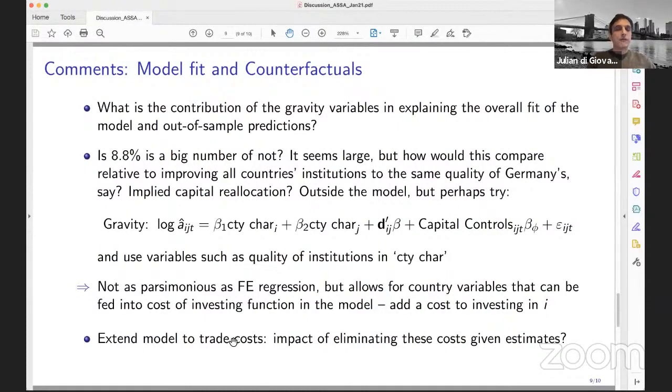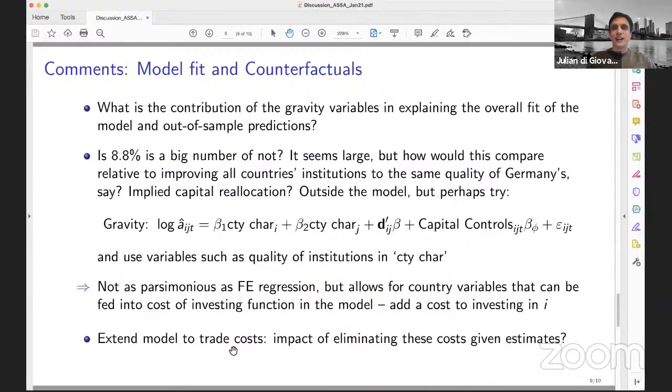Okay. And finally, back to the theme of today's session, why not extend the model to trade costs? I imagine it would actually be quite simple to put some iceberg costs in, and given that you're already feeding a measure of empirical trade costs into the regressions, you could then maybe run some more counterfactuals with that.